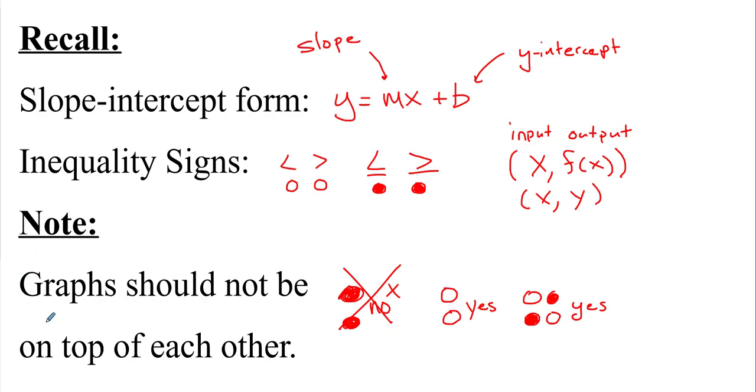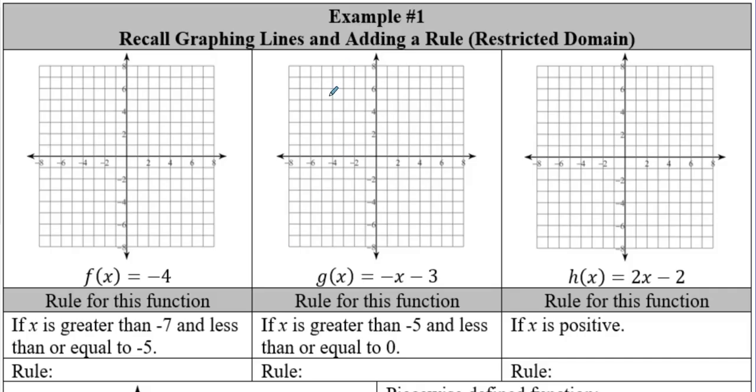Let us jump into learning how to do these. So this first example, it wants us to recall graphing lines and then adding a rule, restricted domain. I got f of x equals -4, g of x equals -x minus 3, and then I got h of x equals 2x minus 2. Remember, these are all in slope-intercept form, so you should be able to graph these. I want you to pause the video right here, graph all of them, and then come on back.